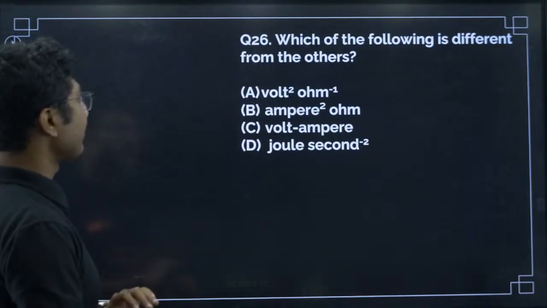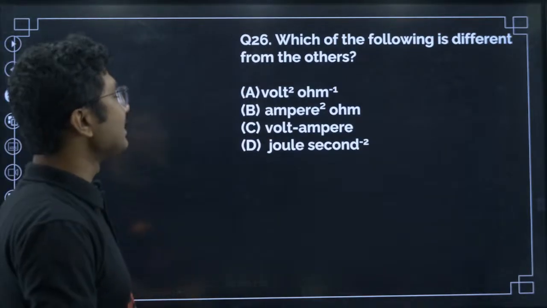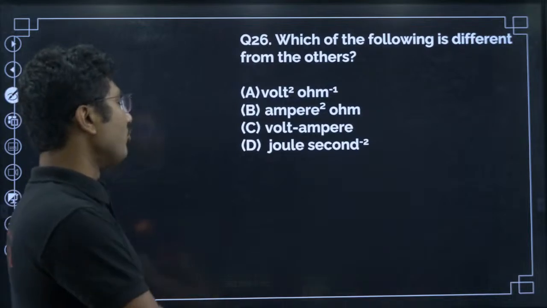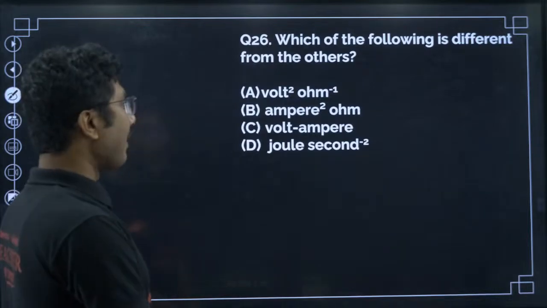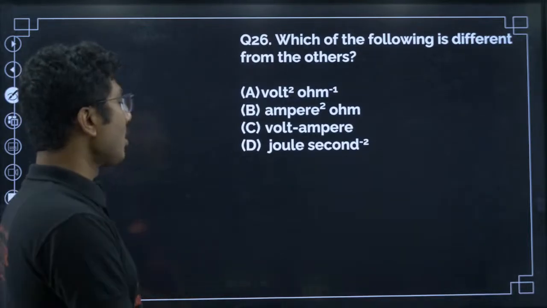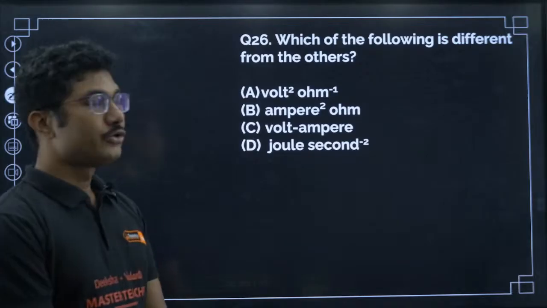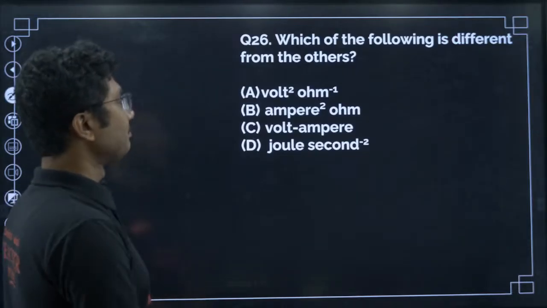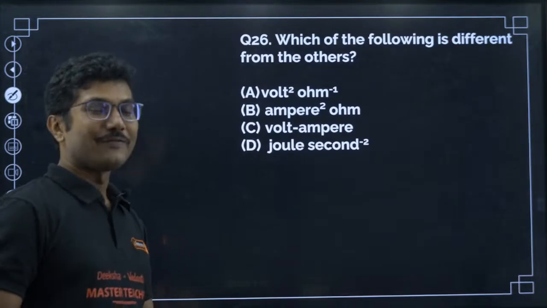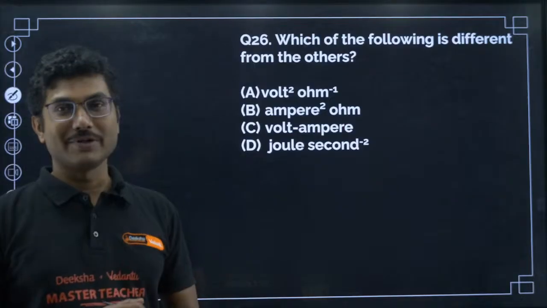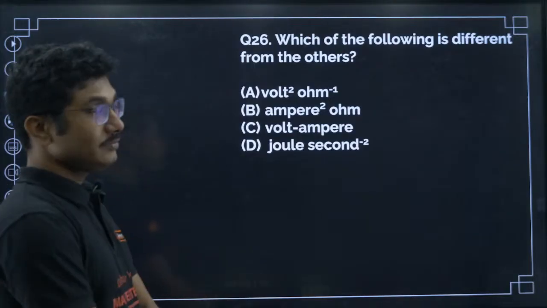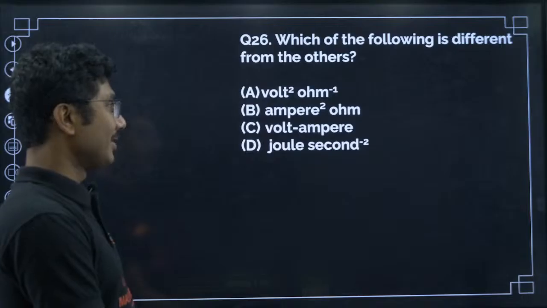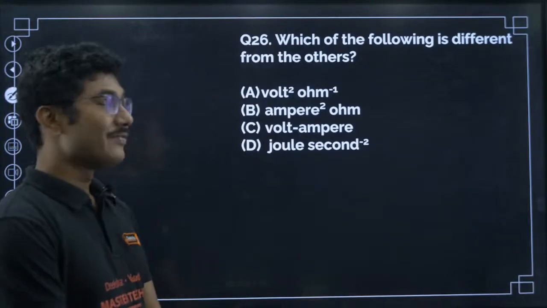Clear? Next question. Which of the following is different from others? Volt square per ohm, ampere square ohm, volt ampere, joule per second square. Let us see who can find out what quantity we are talking about. If you can find this, that will be very, very good.